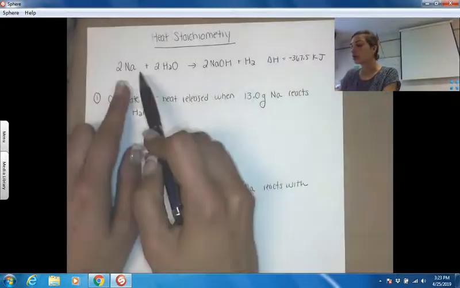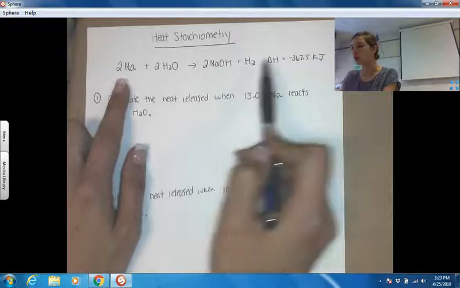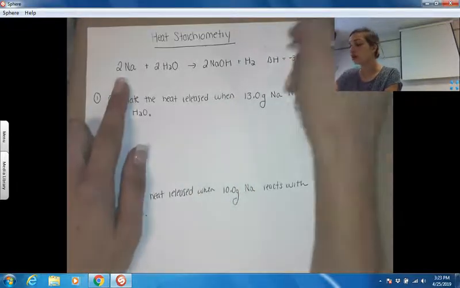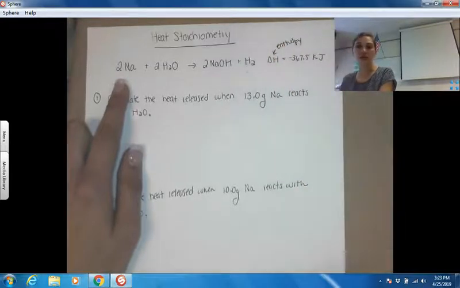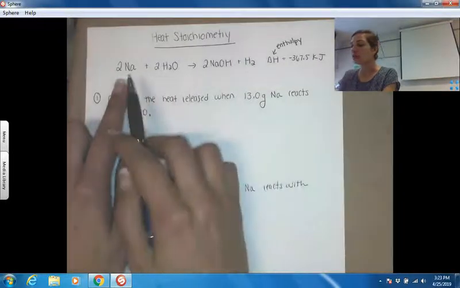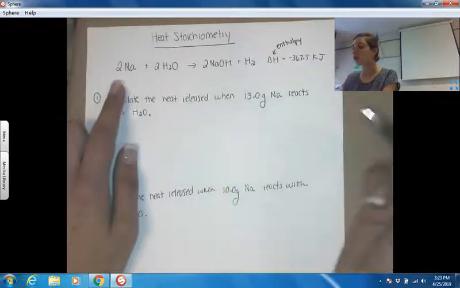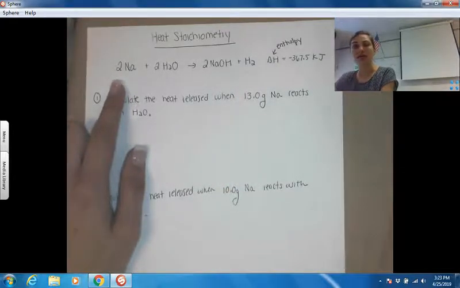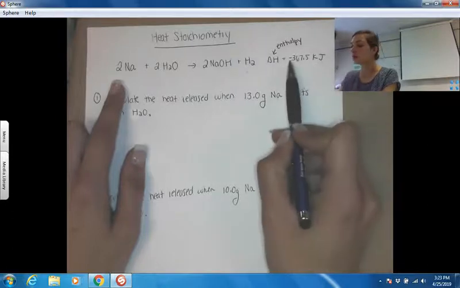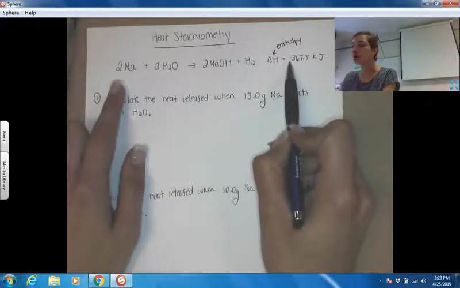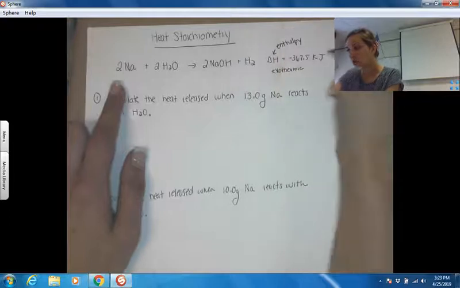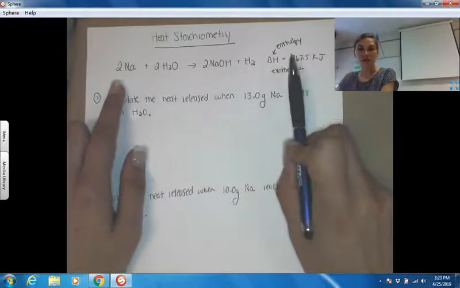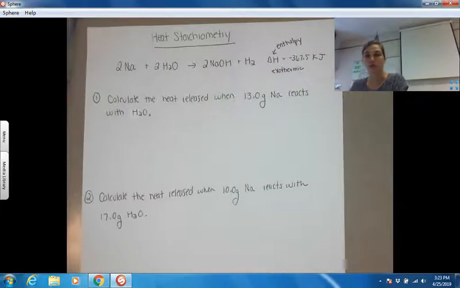They will give you a chemical reaction, and then they will give you this value. Delta H stands for enthalpy, and it's telling you the amount of energy that is either being gained or released when this chemical reaction completes. It is typically going to be in units of kilojoules. Notice how this delta H is a negative value. That means that this is an exothermic reaction. If this were a positive value, then that would mean that it's an endothermic reaction.